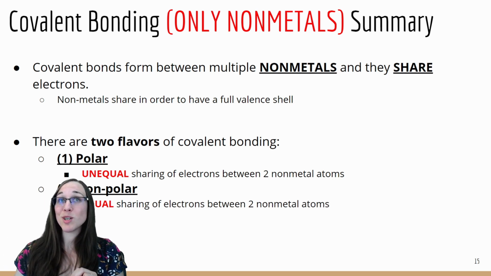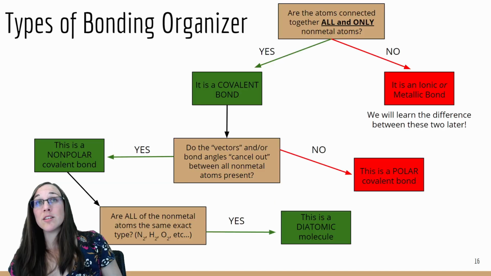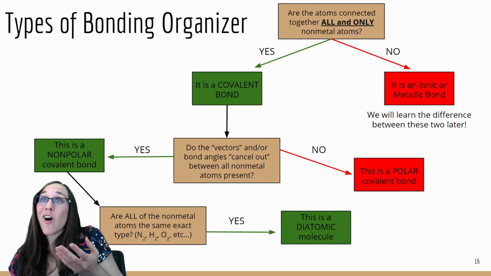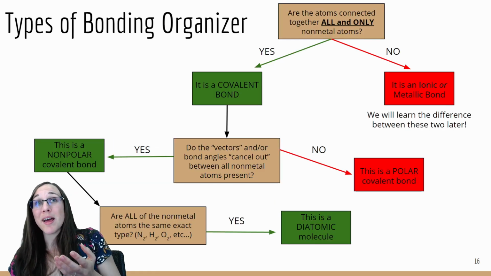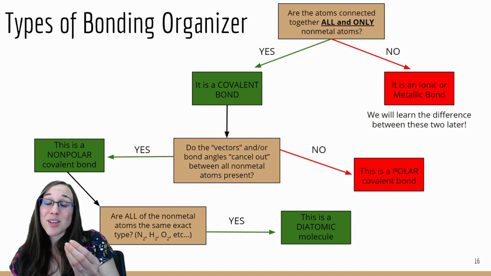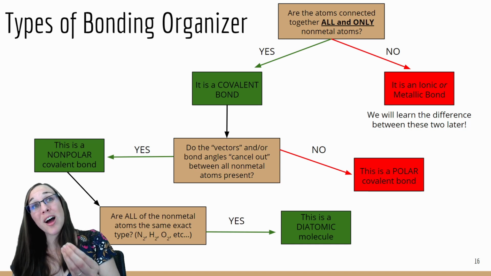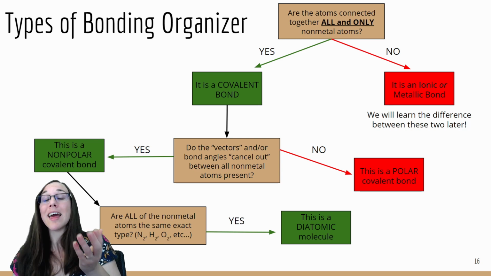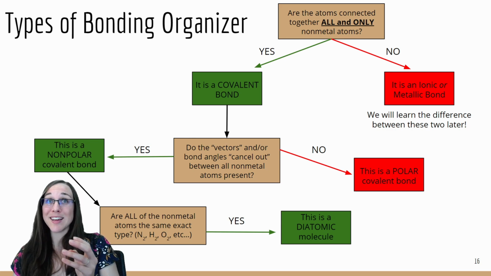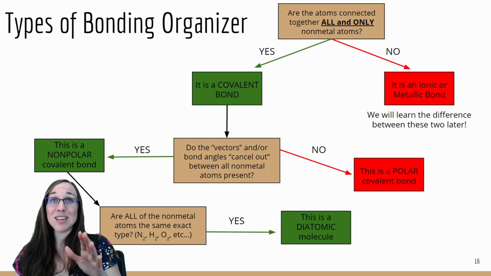If you're not much of a word person, here's a graphic organizer. So starting from the top box, are all the atoms connected together non-metal atoms? If you're given a molecule of something, are all the atoms present only non-metal atoms? Yes, then it's a covalent bond. No, then it could be ionic or metallic. More on this later. Let's continue with the yes.